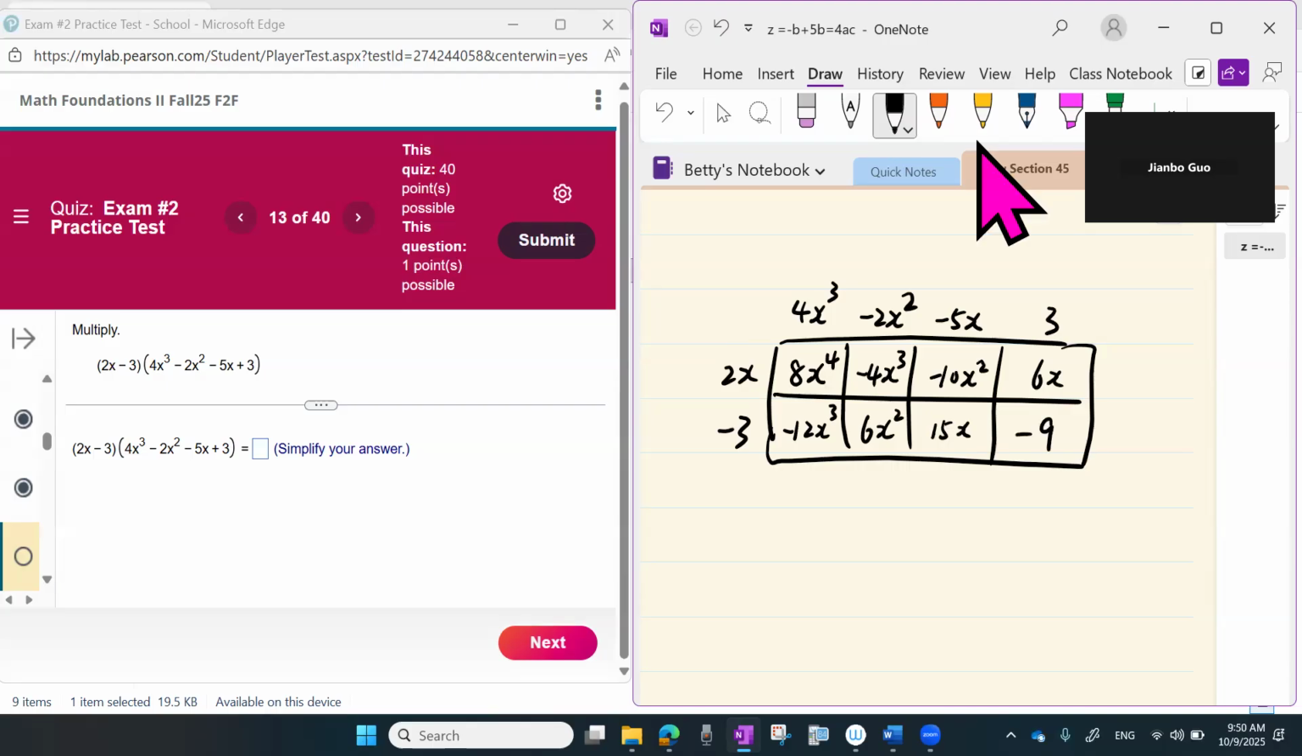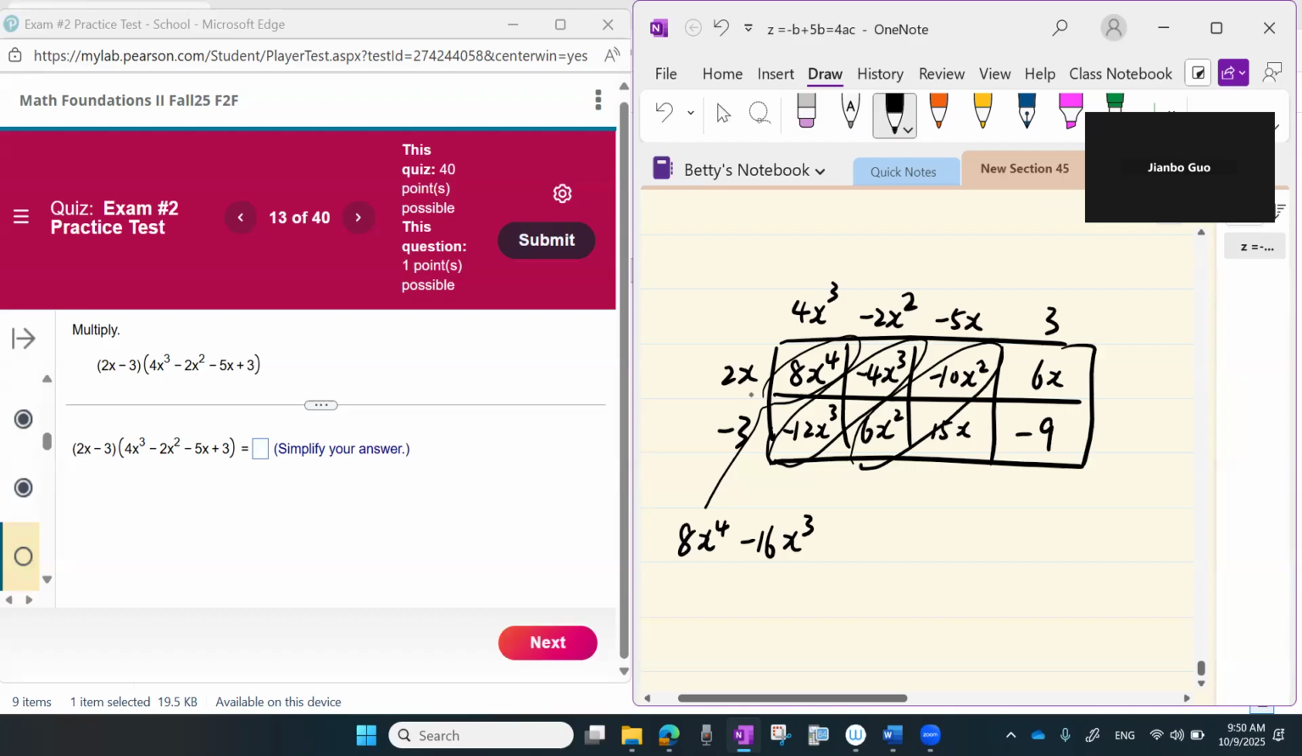And we are going to combine like terms. This part gives 8x to the power 4. Those two combine: -4, -12 gives -16x cubed. Those two like terms can be combined: -10, +6, -4x squared. 6x, 15x combined gives 21x, and then -9. And that's the result.